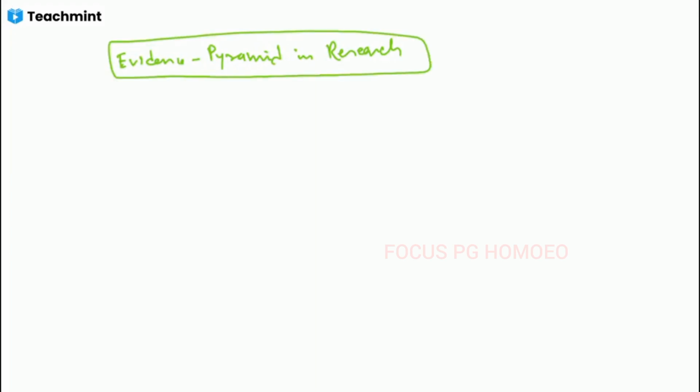Next we have the evidence pyramid in research. It is like the food pyramid we used to say. So this is the evidence pyramid in research. We have different types of studies. We have in vitro study. We do studies on animals. Then we do case reports. Suppose you had treated a very good case and you want to publish it, a single case. That is the case report.